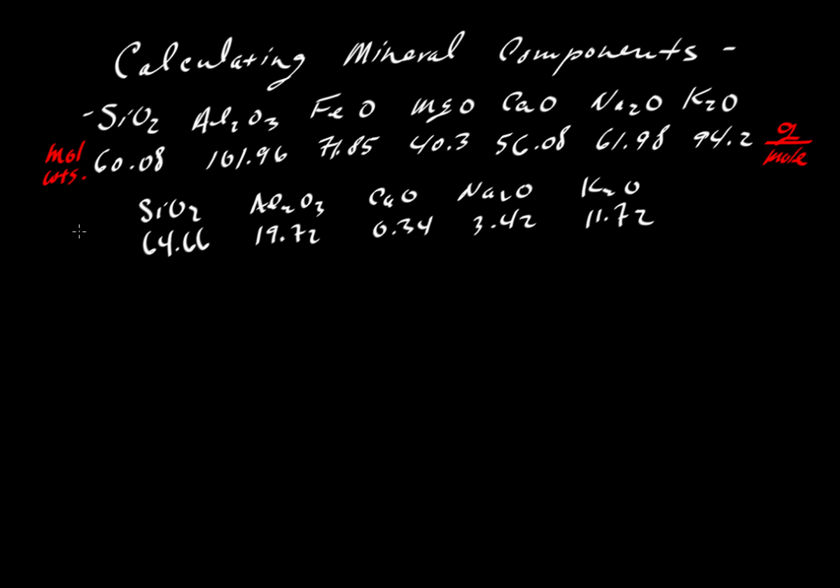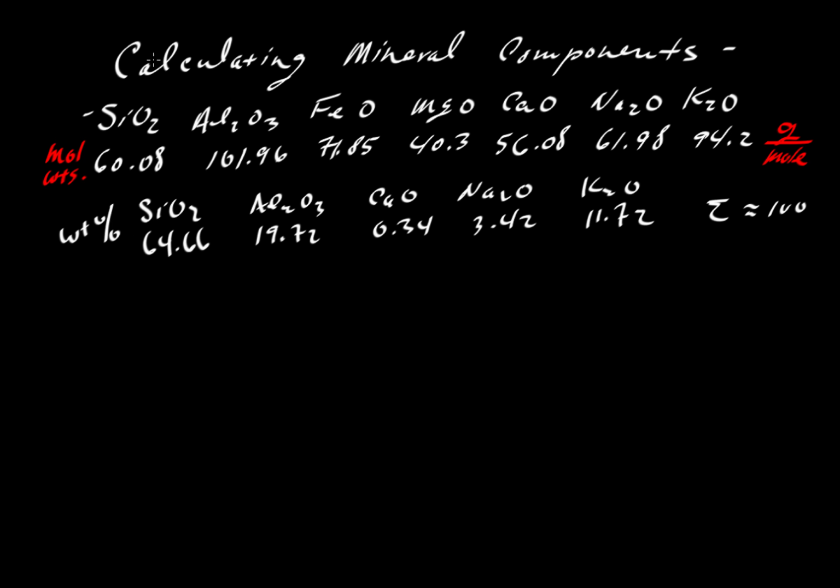So these are weight percent values that we would get from an electron microprobe or some kind of X-ray fluorescence spectrometer. That means that if we take the sum of this, and it should be a little bit less than 100, that sum should be very close to 100. If we had 100 grams, then about 65 of those grams would be SiO2, about 19.7 grams would be aluminum, etc. So how are we going to get the mineral components?